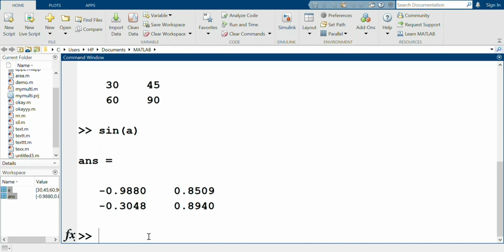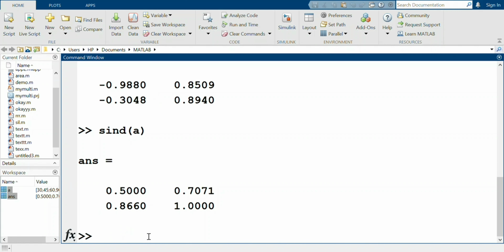But now you need the answer in degrees, so you will say sine d of A, and MATLAB will give you the answer in degrees. So sine d 30 is 0.5, sine d 90 is 1, and the same thing with the other elements.